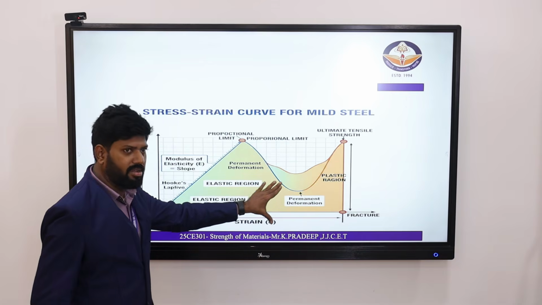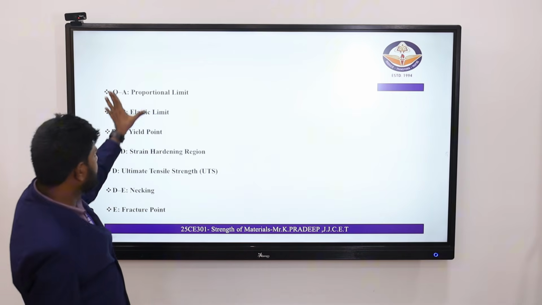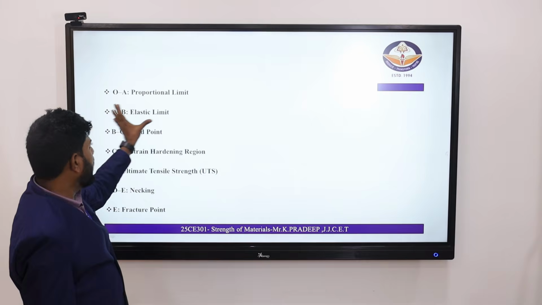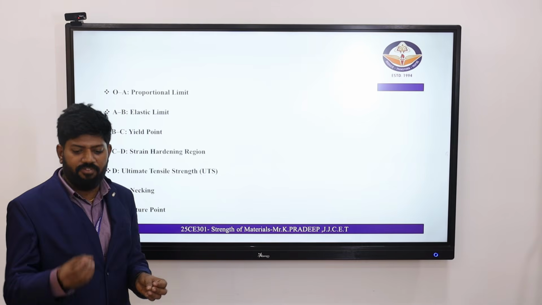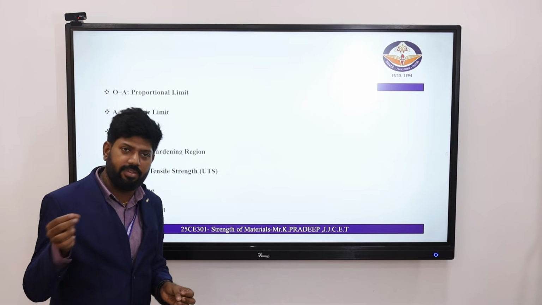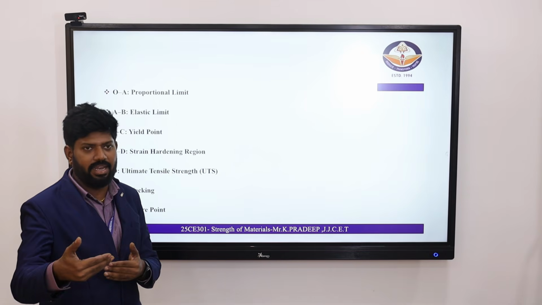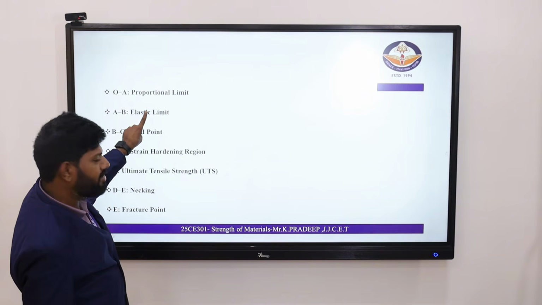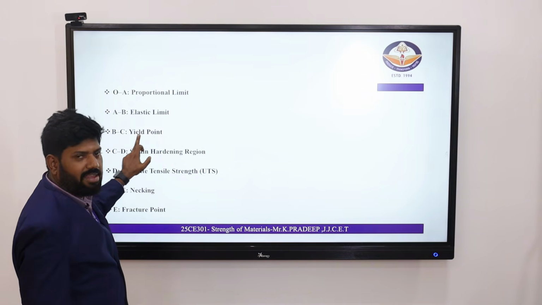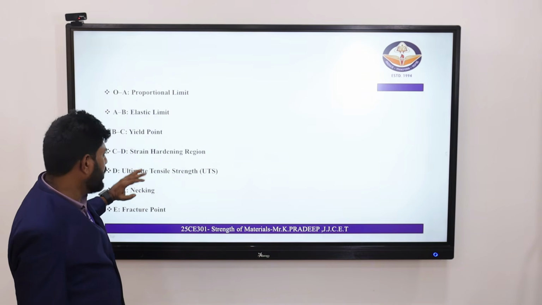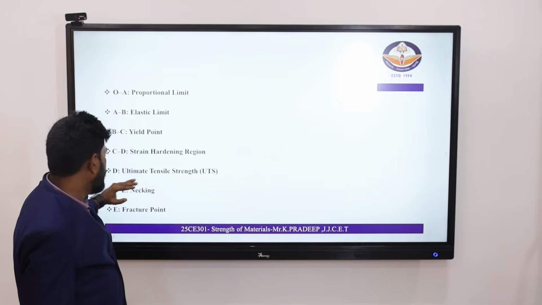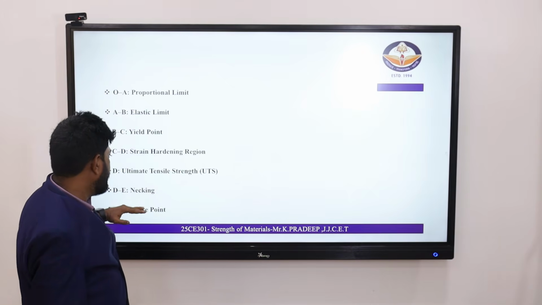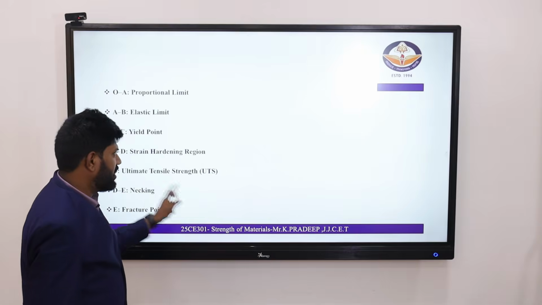Before explaining this slide, I just want to show these limits. Like when you fix a mild steel specimen in a UTM. In the next slide, I will explain the UTM test, but before that, you have to know the limits. OA is the proportional limit. AB is the elastic limit. BC is the yield point. CD is the strain hardening region. D is the ultimate tensile strength point, D to E is necking, and E is the fracture point.